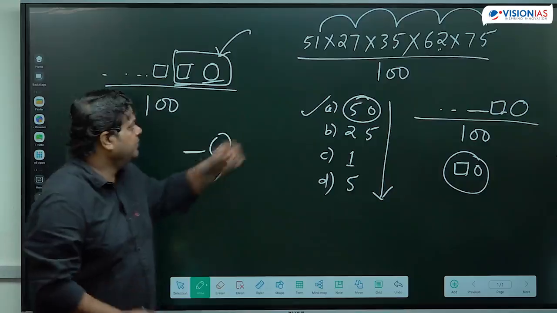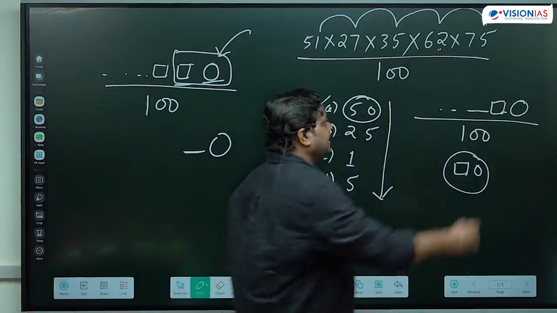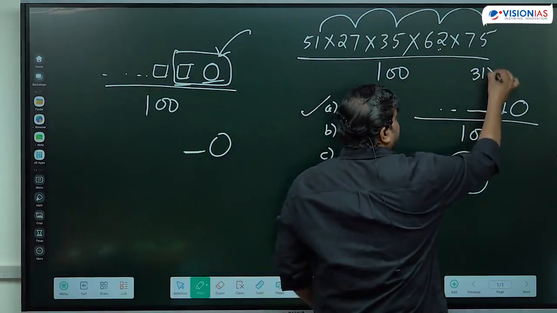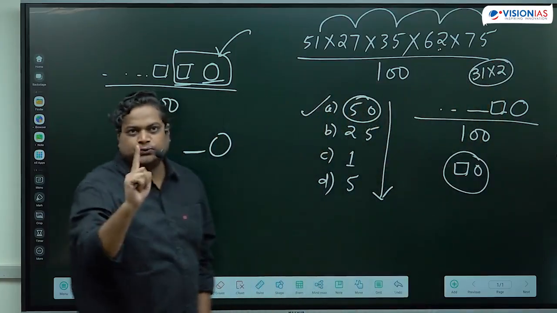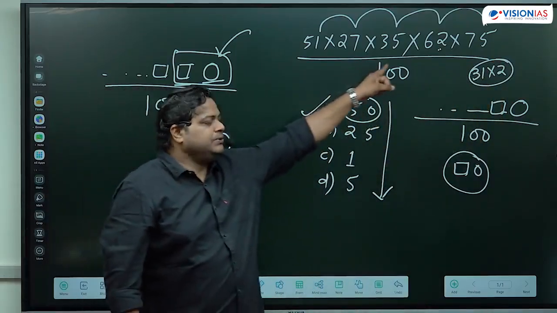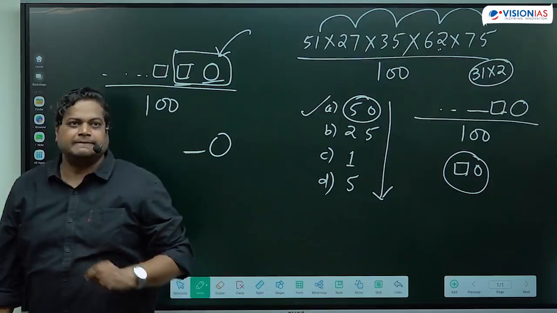How only 2? 2 we are getting at 62 पे. 62 को we can write 31 into 2. That means 1 2 we are getting at 62. और कहीं पे तो 2 मिल नहीं रहा है ना?